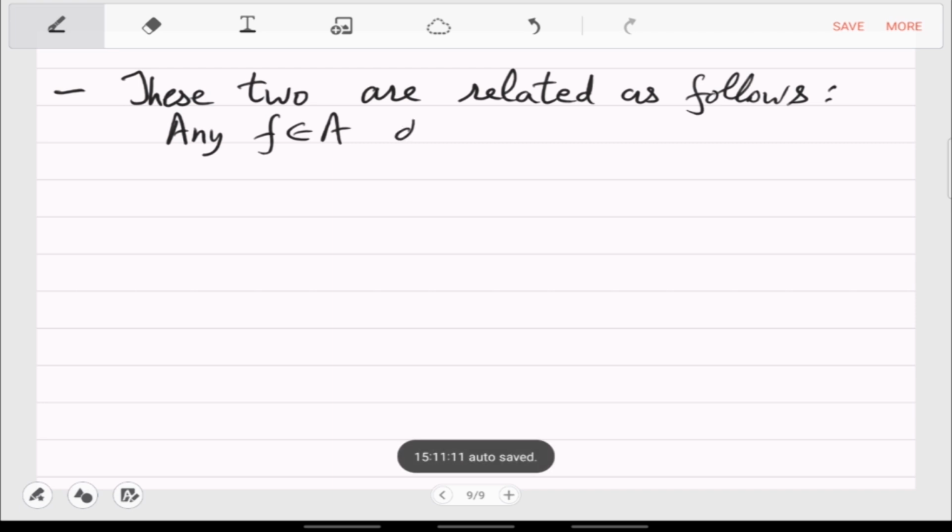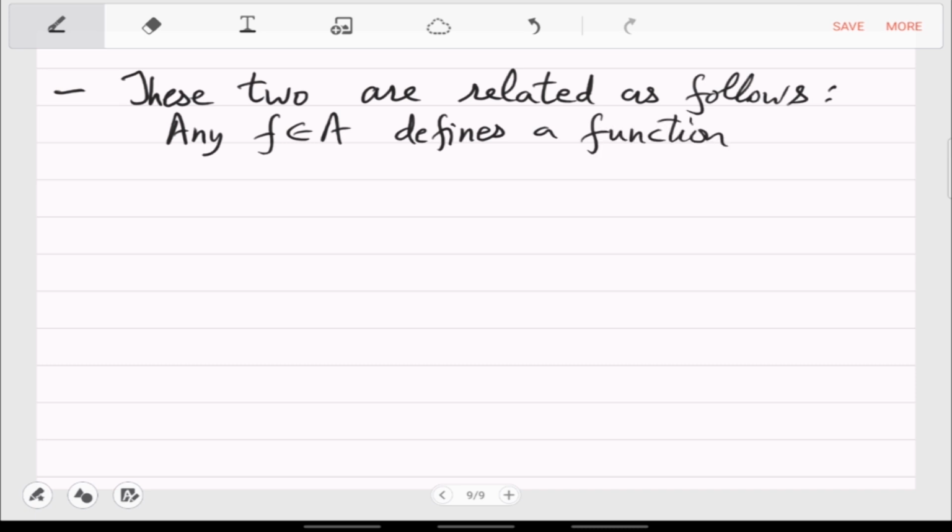So any f, any element f in that ring A, defines a function from the affine space to the base field. Okay, so what does the function do? It takes a point and it does what? Just evaluates the point, right? Just an evaluation map. So that is the meaning of the coordinate ring of your geometric space.